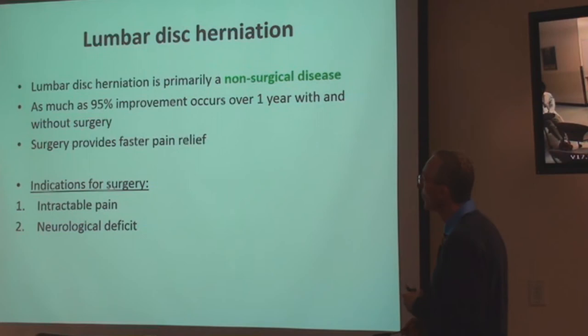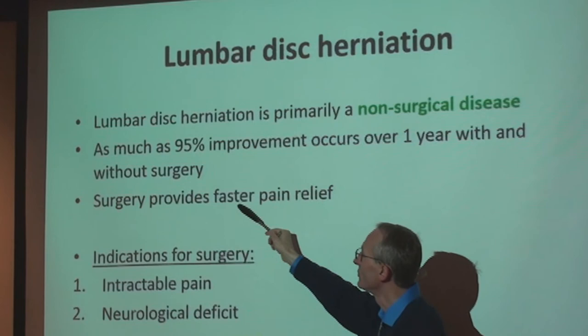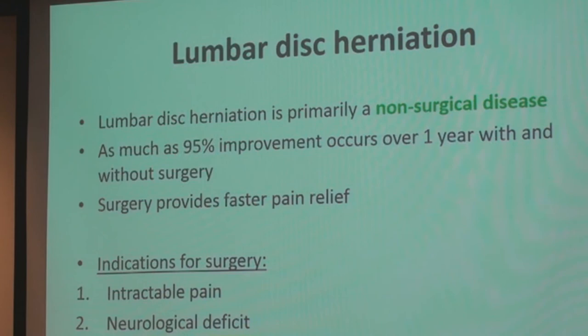So, in conclusion, lumbar disc herniation is primarily a non-surgical disease. As much as 95% of improvement occurs over 1 year with and without surgery, but surgery does lead to faster pain relief. So the indications for surgery would be, again, intractable pain, or neurological deficit in the distribution of the nerve root, or the development of a cauda equina syndrome.